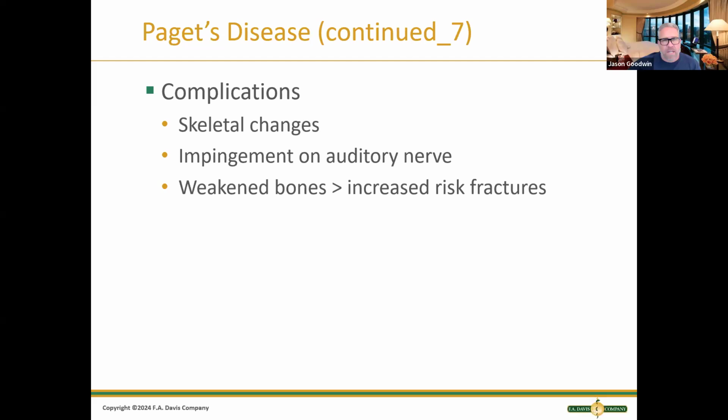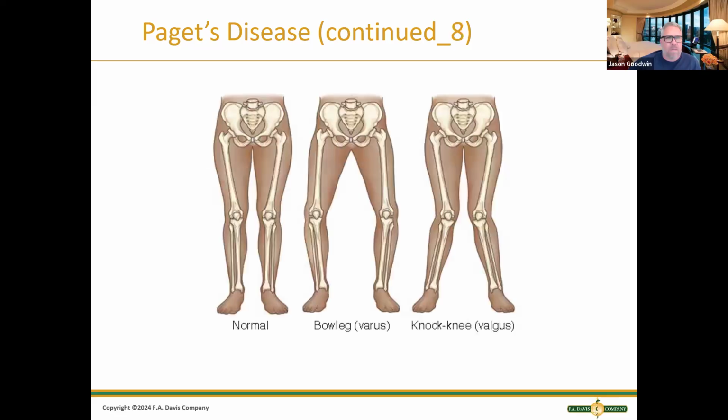Okay, so skeletal changes. What you're going to see here is some deformities, and in the skull there might be some enlargement, which would affect the nerves in the brain. Also, dental problems, fractures, deformities. So all those things could be a situation you would see. And we're going to look at some of these.